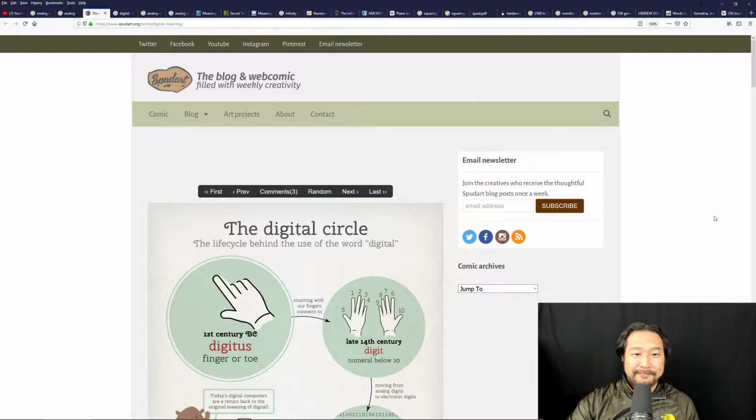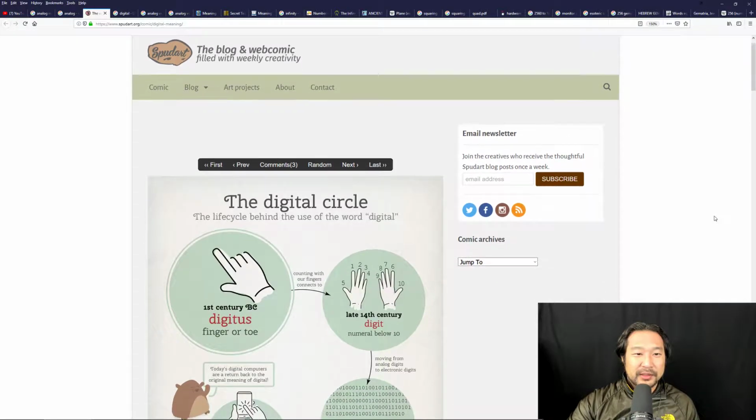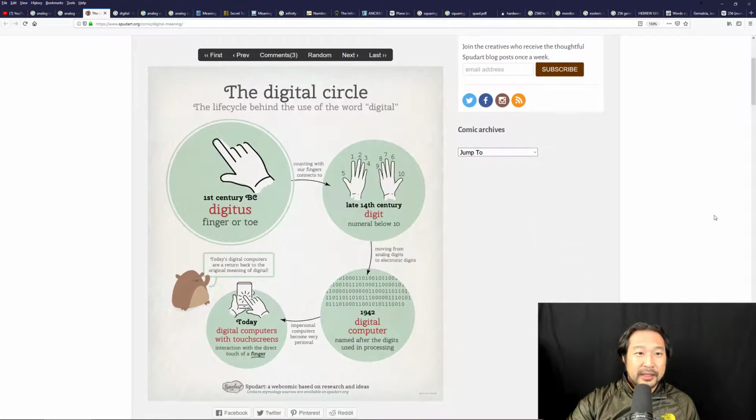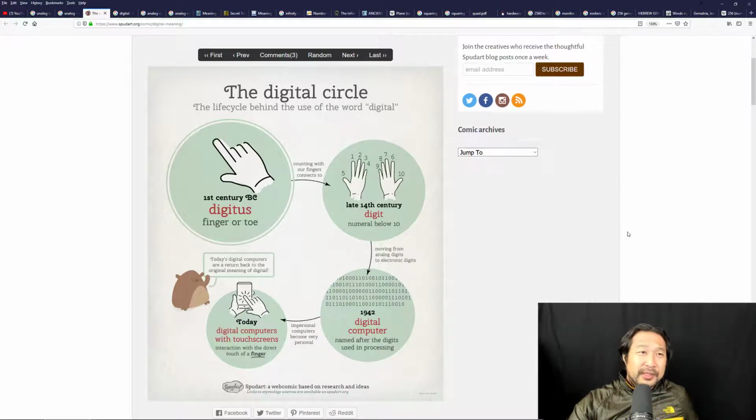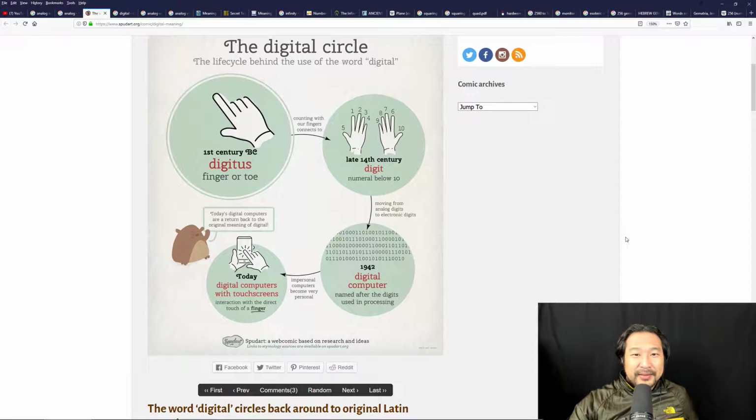maybe different word associations with it. The most I get is okay, 1st century BC. Digitus is basically finger or toes, right? We got 10 digits, 5 digits on each hand, 10 digits total with 2 hands, and then we got 5 digits on each foot, 10 digits on both feet. Which is curious because you would think that in the digital realm we would base everything off of 10 instead of 8. So that's something to think about.